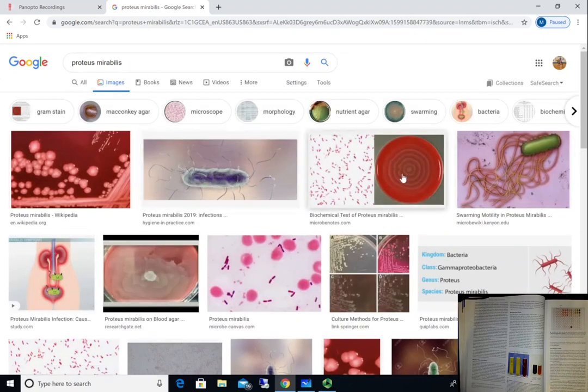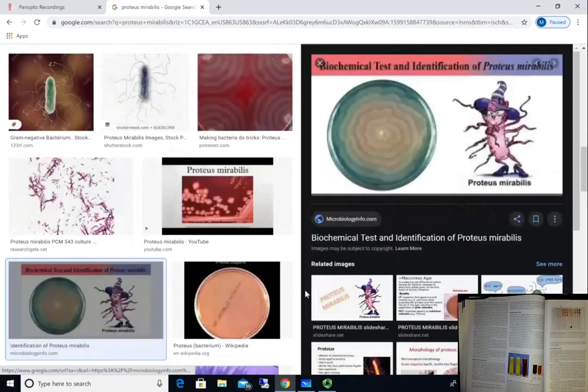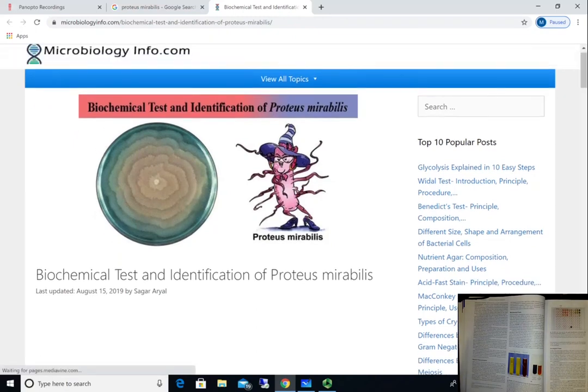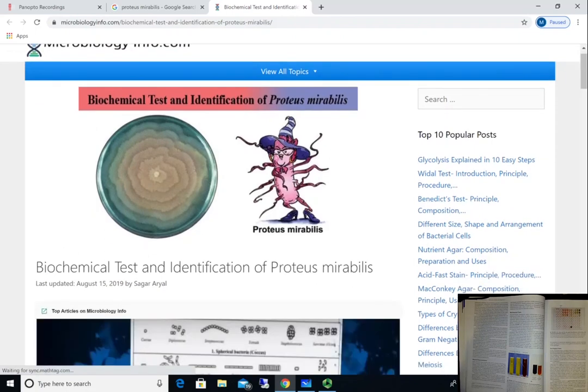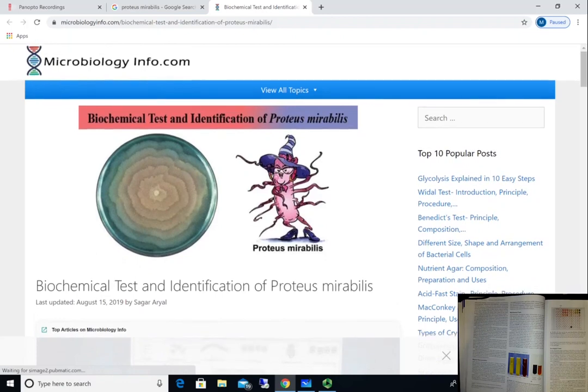That's a decent picture, but I want a really cool picture. There we go. So, right there he is. I know Proteus immediately if I see it growing in an agar plate. So, right here, they have it growing in this petri dish. And you'll see how it's making these rings.